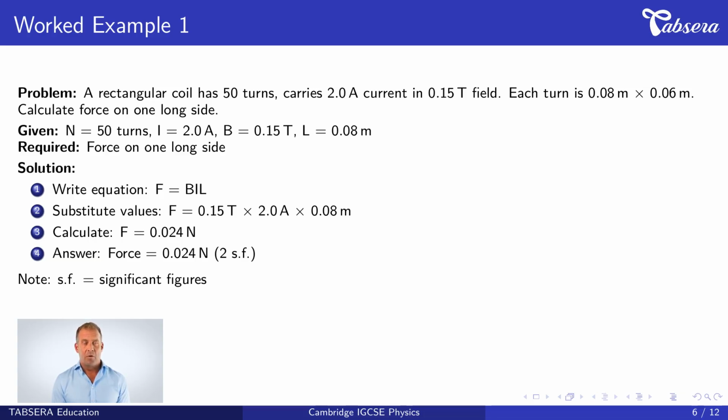Step 1. Write the equation. We use F equals BIL, where F is force, B is magnetic field strength, I is current, and L is length. Step 2. Substitute the values. We write F equals 0.15 Tesla times 2.0 amperes times 0.08 meters. Step 3. Calculate. F equals 0.024 newtons. Step 4. State the answer. The force is 0.024 newtons to two significant figures.